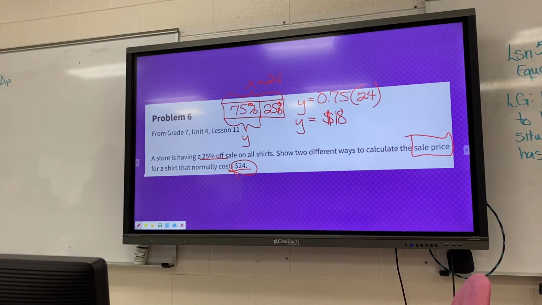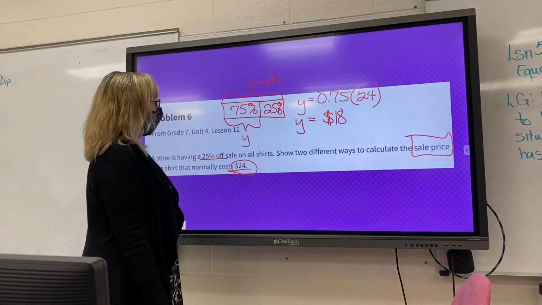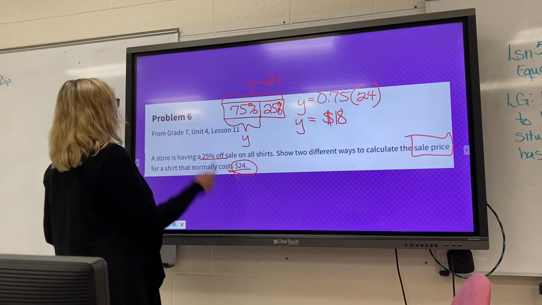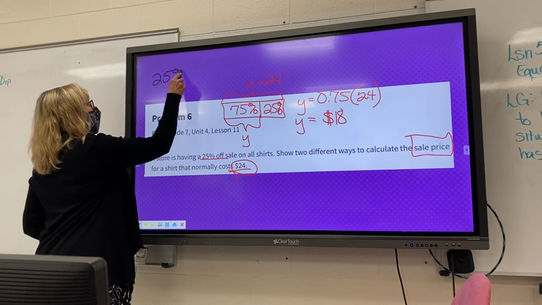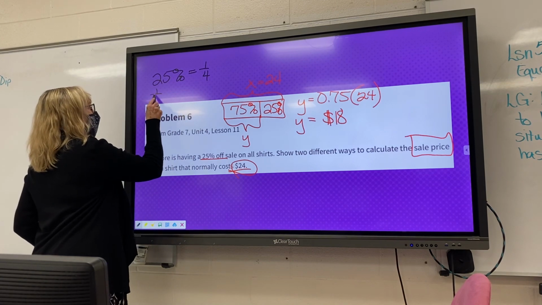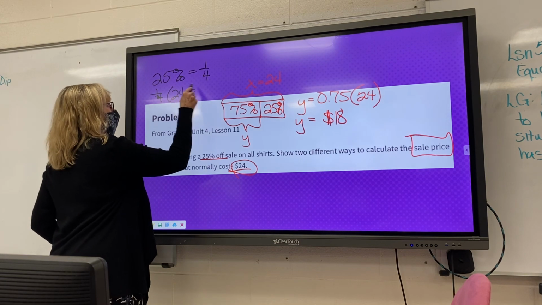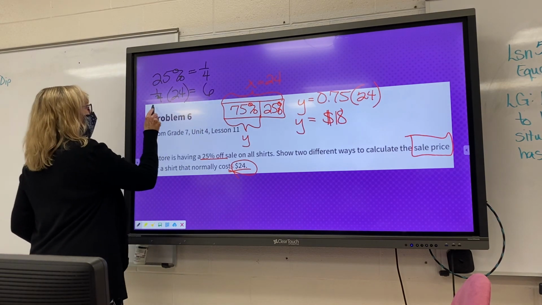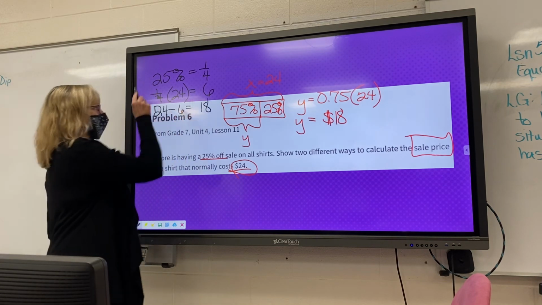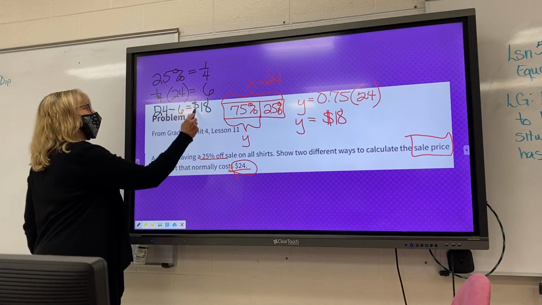Another way. Go, tell me another way. Well, this is the way that I would do it. Okay. So 25% is equal to 1/4. So I did 1/4 of 24, which is 6, and then I did 24 minus 6, which is 18. 1/4 of 24 equals 6. 24 minus 6 equals 18. Is that what you said? You talk faster than I can write, but I can live with that. Okay?